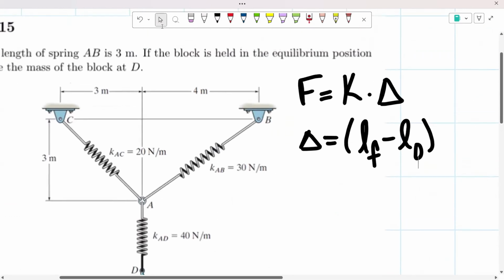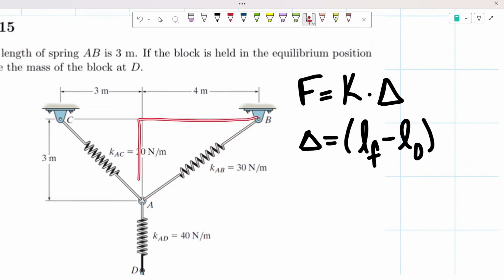For spring AB, we know the stiffness, we know the original length, but what's missing is the final length. To find the final length, we're going to take a look at this image, which already shows the spring while it's stretched out. If we look at this like a triangle, we know that this side is 3 meters long and this side is 4 meters long. To find the hypotenuse of a triangle, we know that it equals the square root of a squared plus b squared.